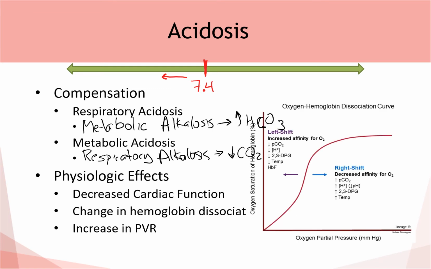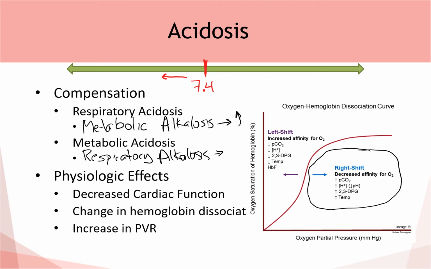The next important thing to realize is, what are the physiologic effects of acidosis? Well, there's a few, and what we basically look at is a decrease in overall cardiac function. We see a change in our hemoglobin dissociation curve as well. So what this basically means is that the hemoglobin molecules themselves will start having a right shift, as we see right here. And what this right shift of the hemoglobin dissociation curve means is a decreased affinity for oxygen. This means that the hemoglobin molecules within the body are going to unload oxygen a lot more than they normally would. They don't bind quite as strongly, so they'll dump that oxygen into the tissues.